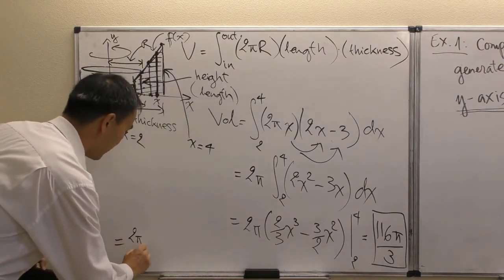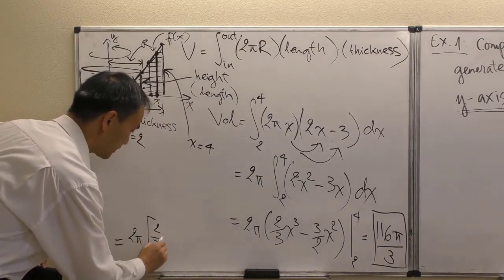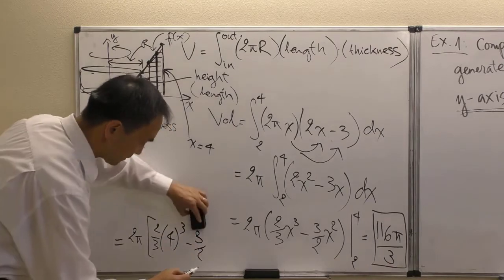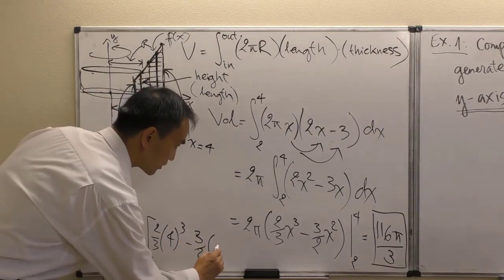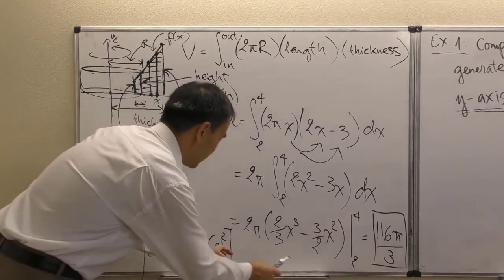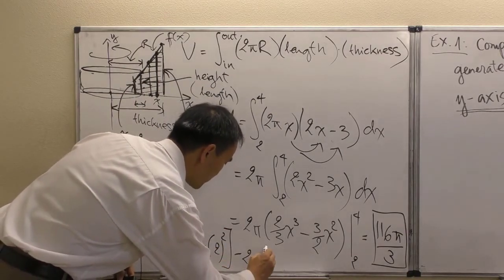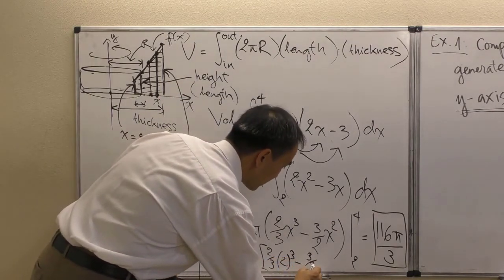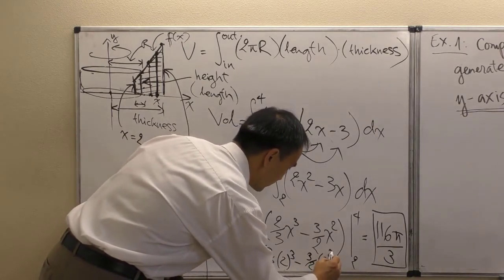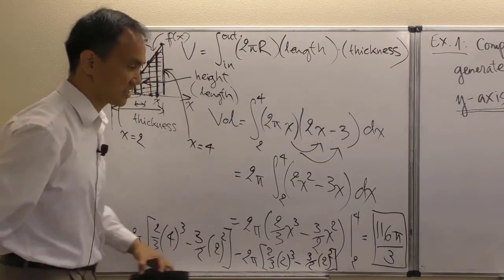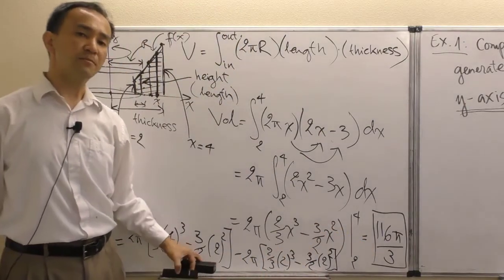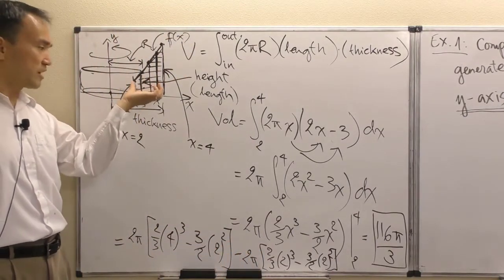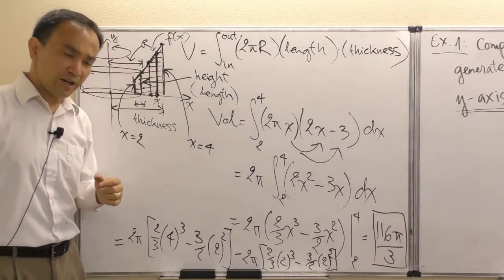So I have 2 pi times 2/3 times 4 cubed minus 3/2 times 2 squared... sorry, 4 squared. And then I'm going to subtract out, and there's again 2 pi, 2/3 times 2 cubed minus 3/2 times 2 squared. Subtracting out the two answers, that's how I ended up with 116 pi over 3, and that is the volume of the solid that's generated by rotating this area around the y-axis.